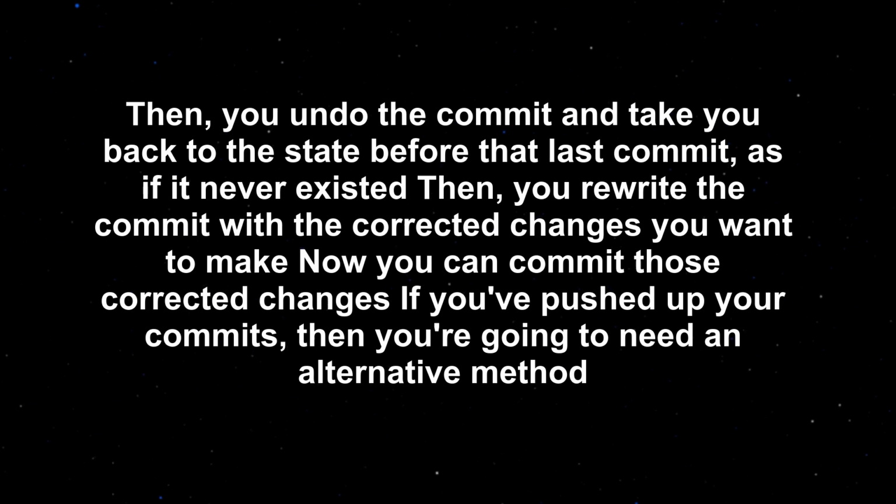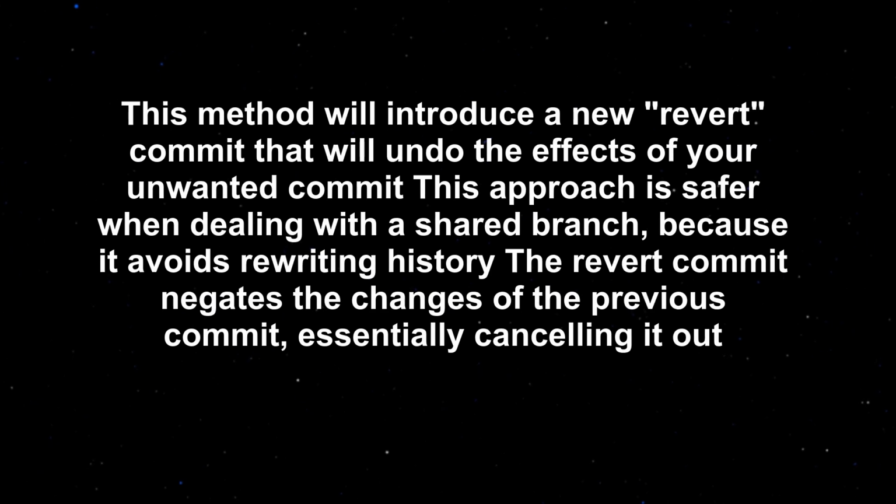If you pushed up your commits, then you're going to need an alternative method. This method will introduce a new revert commit that will undo the effects of your unwanted commit. This approach is safer when dealing with a shared branch because it avoids rewriting history. A revert commit negates the changes of the previous commit, essentially canceling it out.